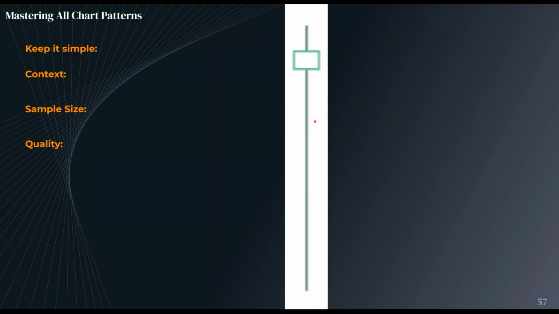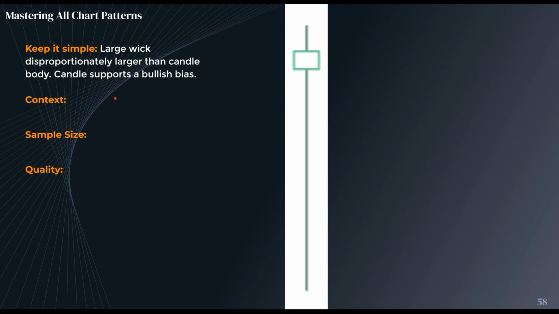This candle here is a common pattern, which is shown in a lot of textbooks. We don't know what this is called, so we're going to try guess what this means using these 4 techniques. First, keep it simple. What can we see here? A large wick, disproportionately larger than the candle body. So it supports a bullish bias. Look, a huge win for the bulls and a tiny win on the body as well. So the bears got all the way down here, then they got pushed back. This is without a doubt a candle which shows strength for the bulls.